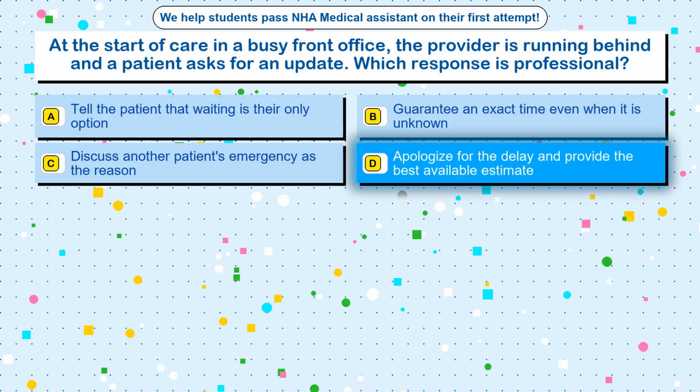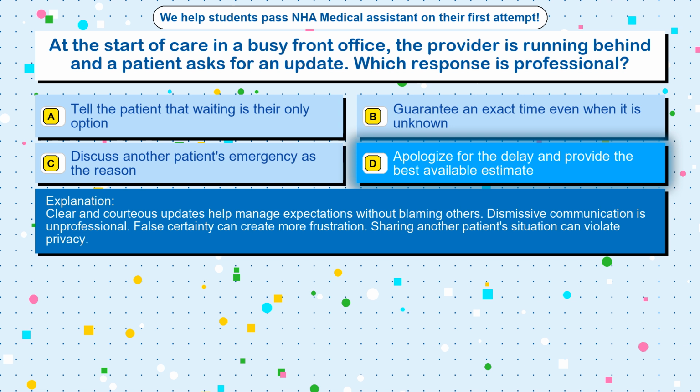The correct answer is option D, apologize for the delay and provide the best available estimate. Clear and courteous updates help manage expectations without blaming others. Dismissive communication is unprofessional. False certainty can create more frustration. Sharing another patient's situation can violate privacy.